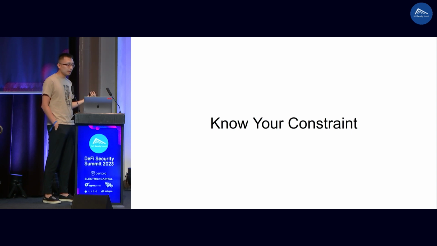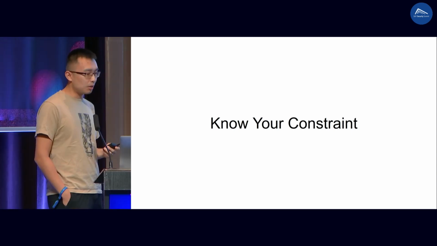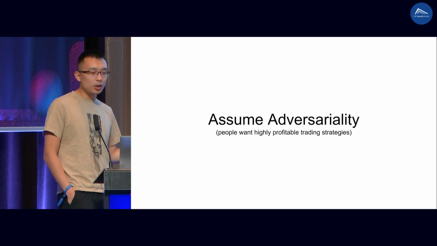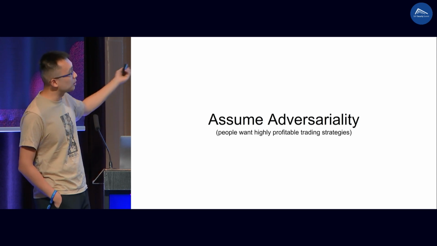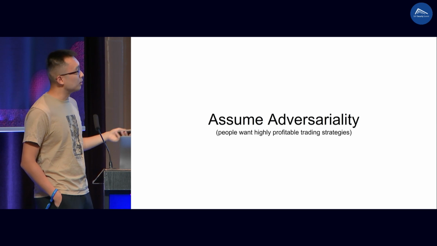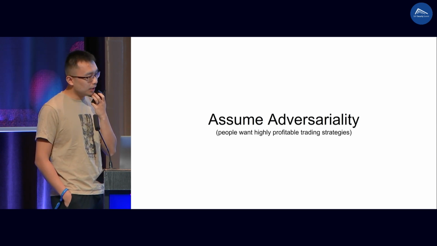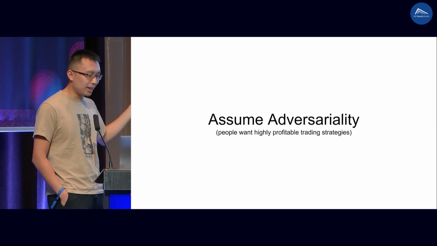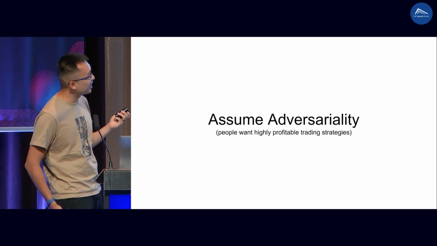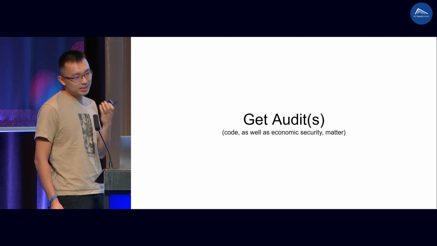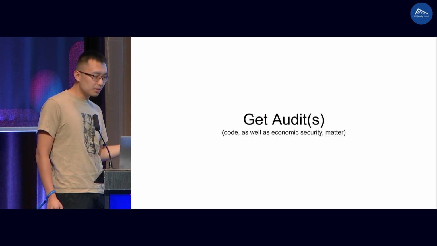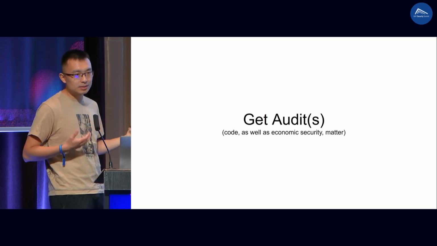And finally, how live do you need your oracle to be? You need to assume that someone is out there who will always try to execute some highly profitable trading strategy as soon as it's profitable, right? So it's not okay to say, oh yeah, most of the time it won't get hacked, because that's not how it works. And finally, get audits. Audits involve audits of your code as well as some sort of economic security analysis.